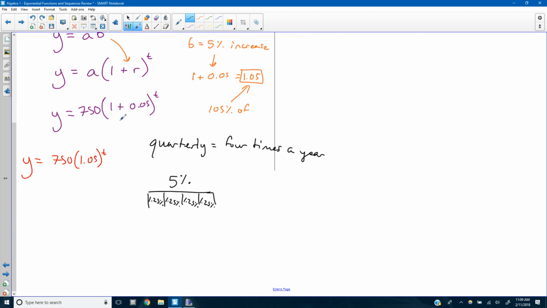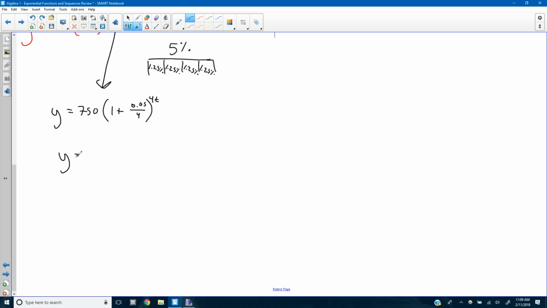So if I were to write this in a different way, I'll take this idea here, but I'm going to do 750 times 1 plus, I'm not just going to do 0.05 anymore. I'm going to do 0.05 divided by 4, which of course is those numbers. And I'm not just going to do t anymore. T may represent the number of years this goes by, but I need my exponent to represent the number of times I am increasing my amount every time I'm compounding my value. I'm going to be doing it 4 times a year every year. So if I do 1.25%, I'll be doing it 4 times more than I would have if I just compounded annually.